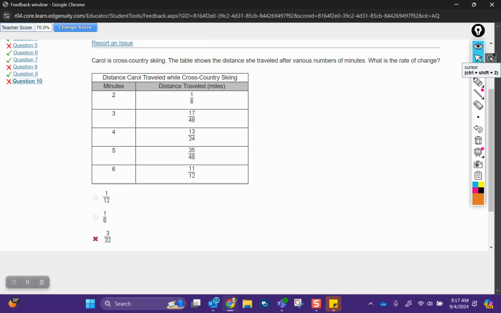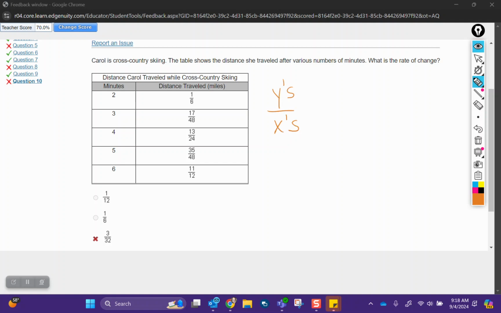Okay, when you're trying to find the rate of change, you are going to be subtracting 2 values from the table on the y side, and you're going to be subtracting 2 values from the table on the x side, and we put the y's over the x's.